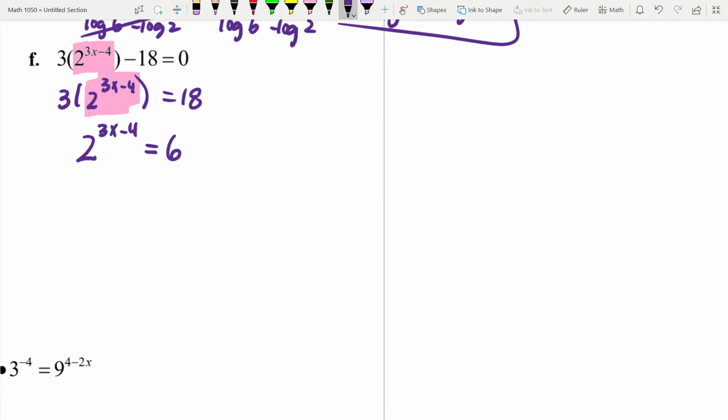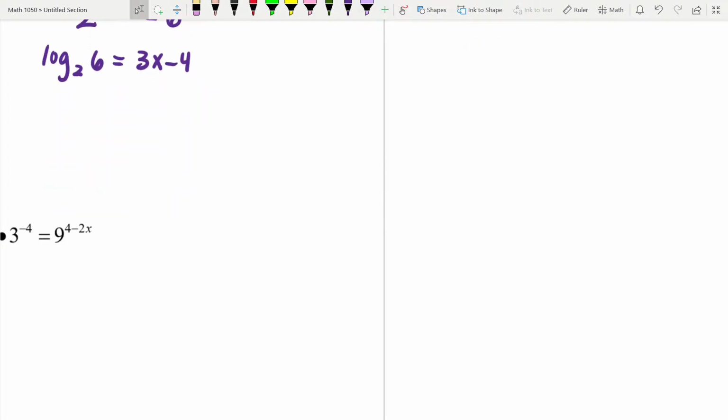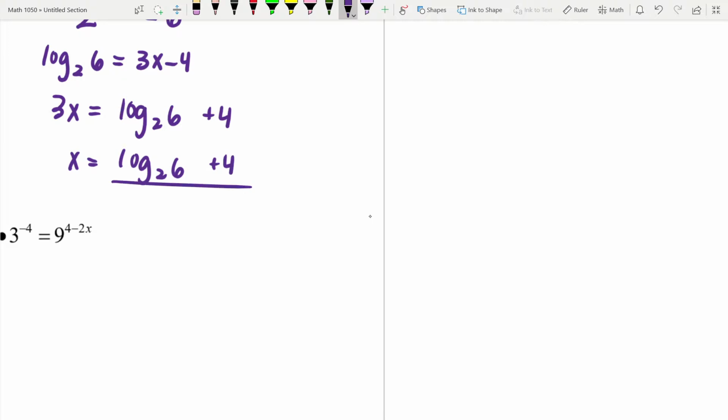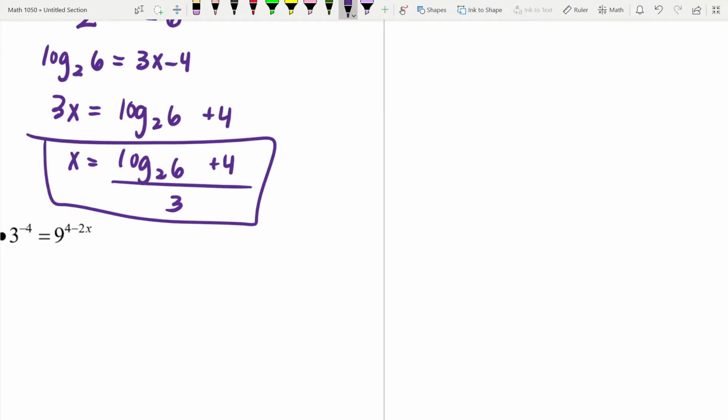What am I going to ask you? Are we stuck? And what's the answer? Yes, we are. So when you're stuck, what do? Convert it. So this is going to be log base 2 of 6 is equal to 3x minus 4. I'm trying to solve for x. Somebody tell me how to start getting that x alone. Move your 4. Yeah. So 3x equals log base 2 of 6 plus 4. What do I do now? Divide by 3. So I get x equals log base 2 of 6 plus 4, over 3. Okay, yes, Abigail?